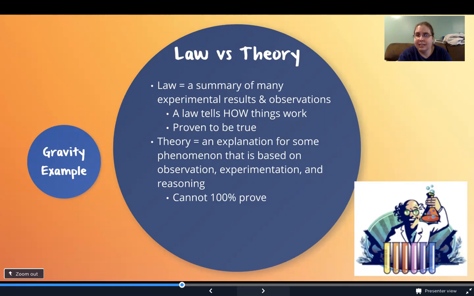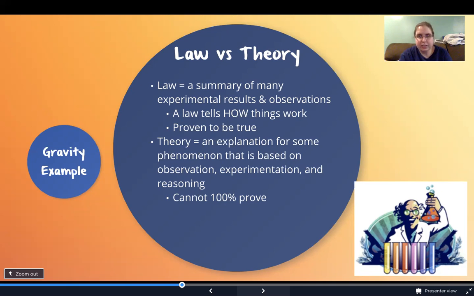Theory, on the other hand, is an explanation of some phenomenon that is based on observation, experimentation, and reasoning. It tells us why something happened. Now, it's really, really, really difficult to prove the why of something, which is why we say that theories cannot 100% be proven. However, they are very highly supported by mountains and mountains of data, evidence, experiments, etc.